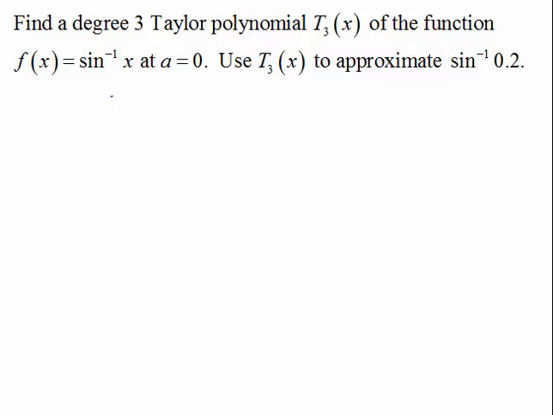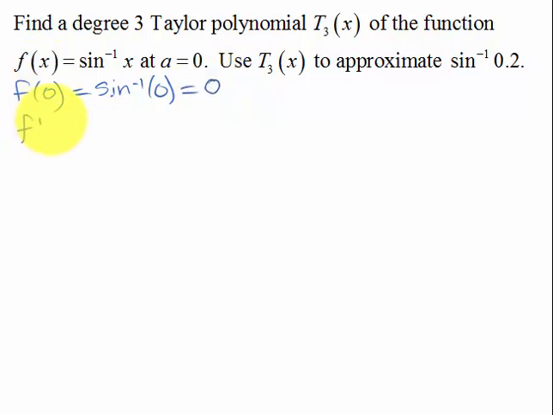We want to find a degree 3 Taylor polynomial for the inverse sine centered at 0 and then use it to approximate the inverse sine of 0.2. So the first thing we want to do is find the function at 0, and that is going to be the inverse sine of 0. Remember, inverse sine says what angle has sine 0, and this is going to be something between negative pi halves and pi halves, so that's going to be 0.